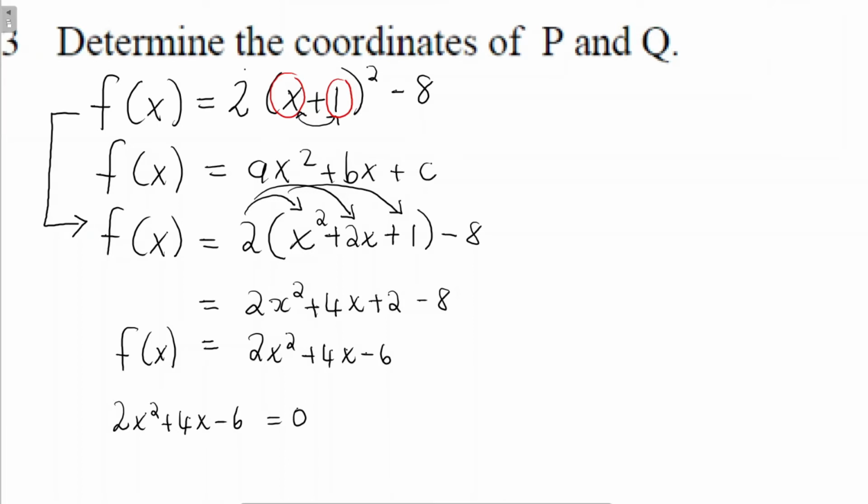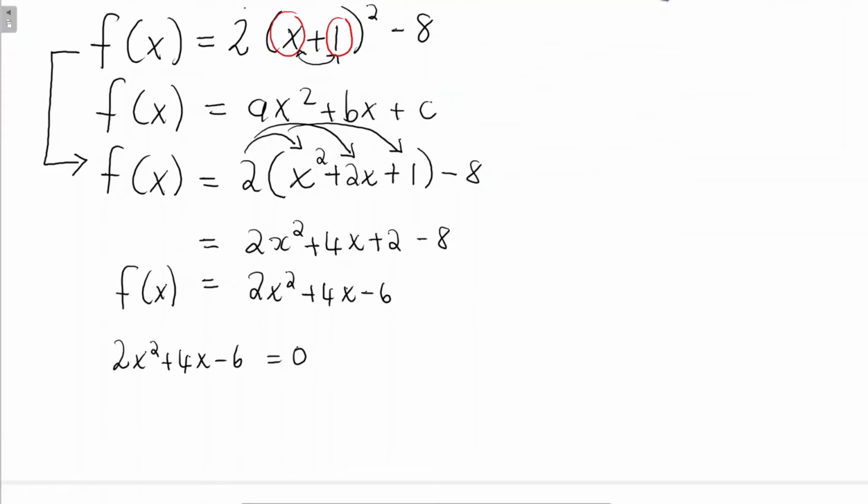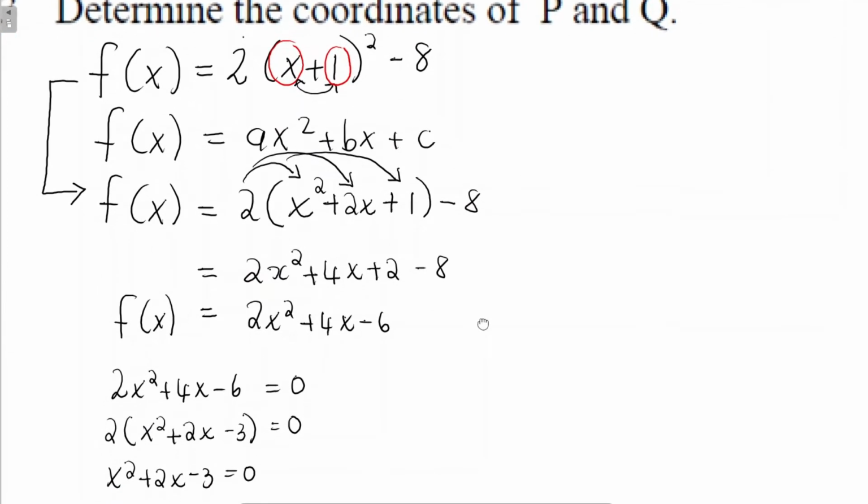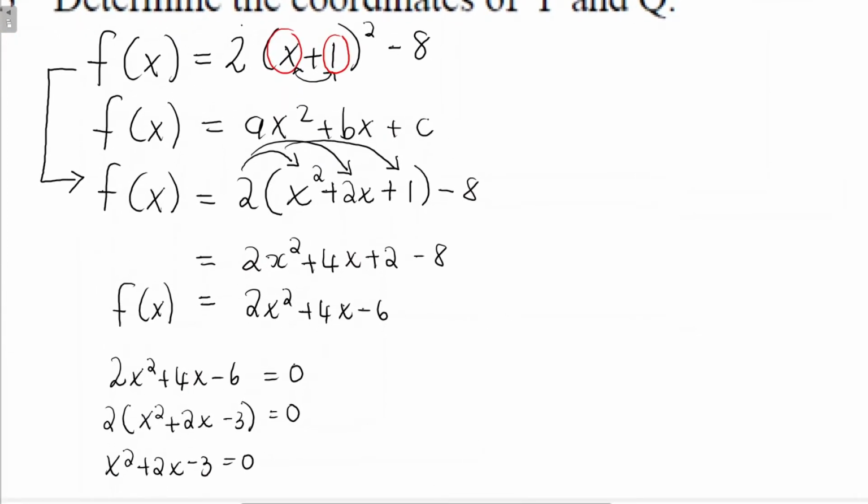Guys, here I'm seeing that we can just simply take out a 2 because we do see that we've got a common factor of 2. So if we take out a 2, you're going to be left with x squared plus 2x minus 3, which is equal to 0. Just divide all through by that 2. You'll be left with x squared plus 2x minus 3, which is equal to 0, guys. And we can just simply factorize this using the process of inspection.